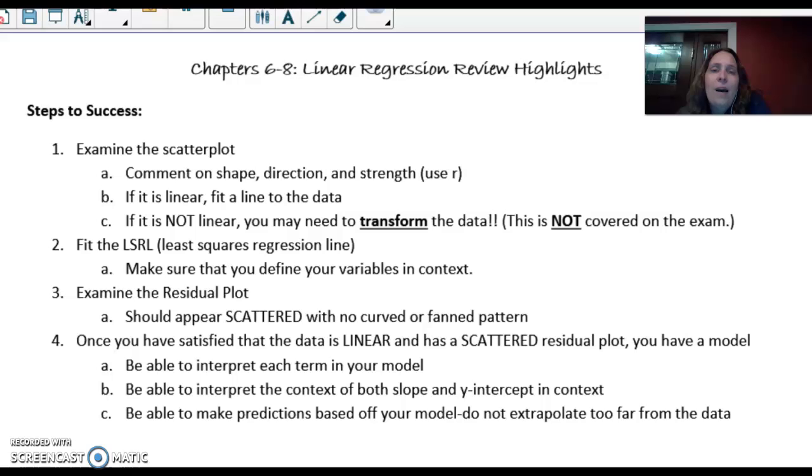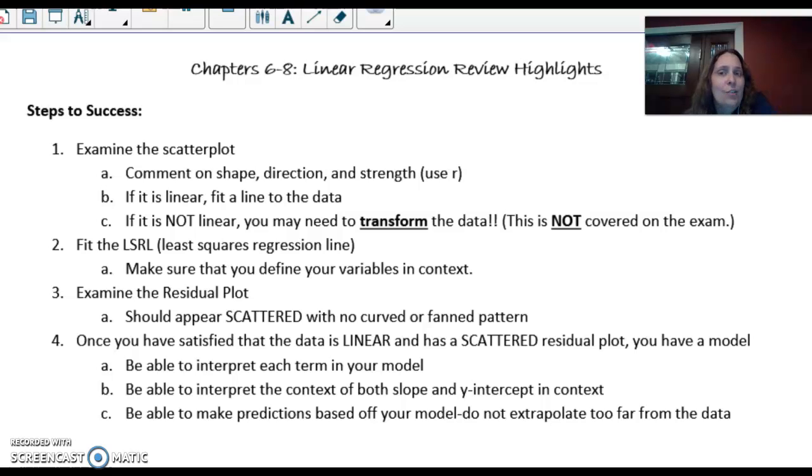So we talked about linear regression and a couple of highlights the other day for those of you who were able to join me for the Google Meet, but I wanted to still go over a couple different things. So first of all, when you are talking about linear regression, you probably are going to be analyzing a scatter plot. Don't forget that when you're looking for the relationship between two quantitative variables, it's not all about the scatter plot. You need to look at the residual plot also.